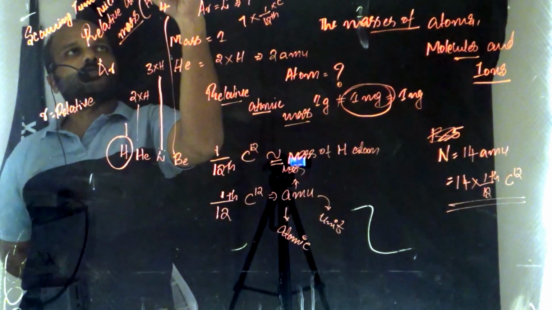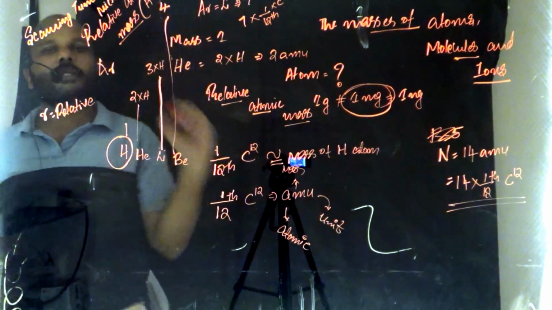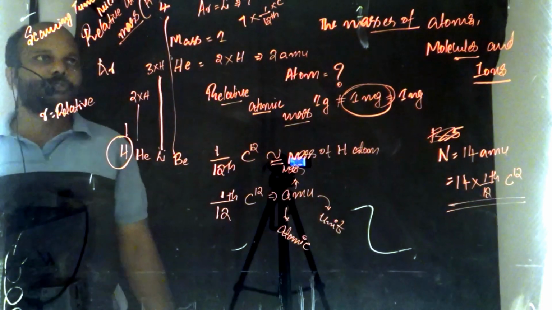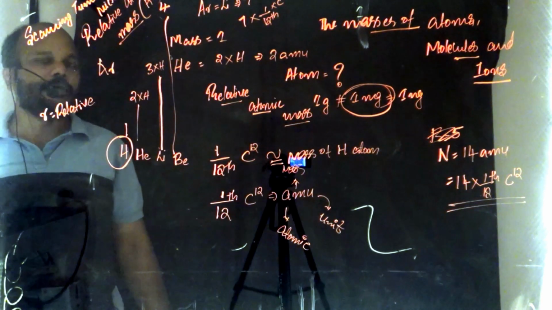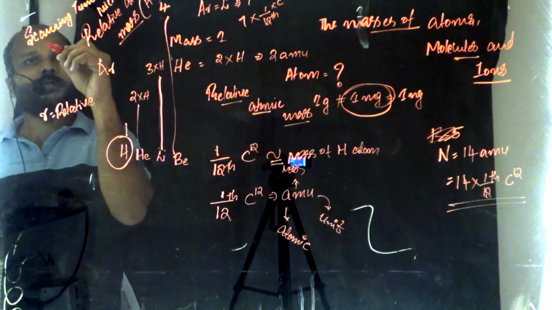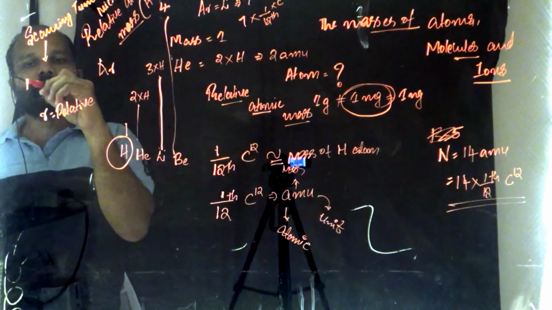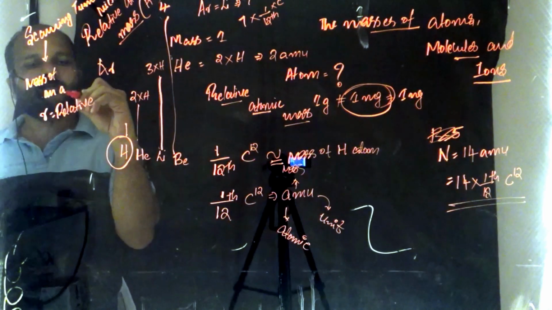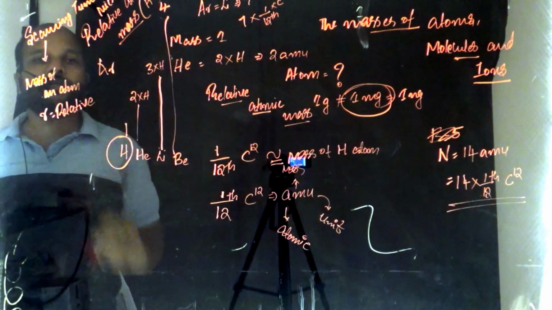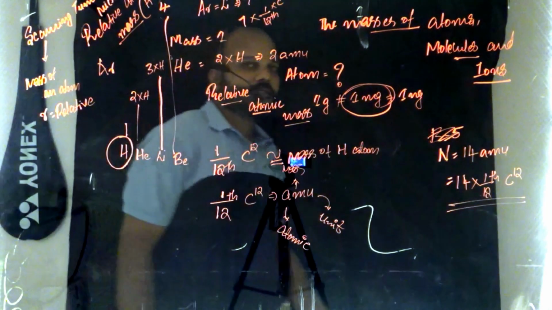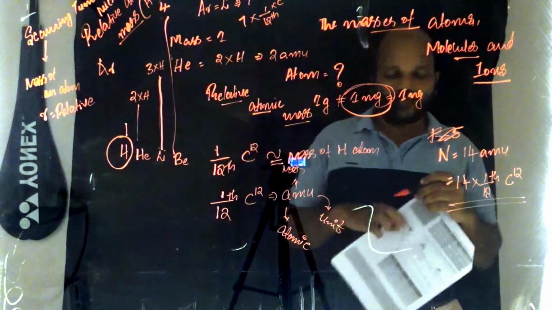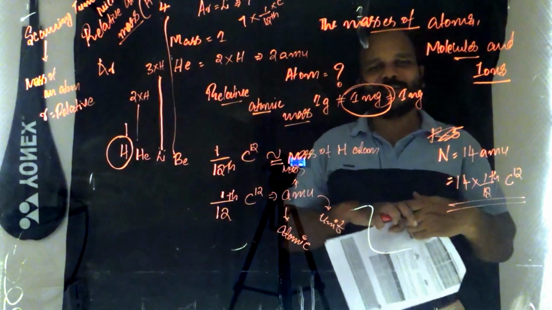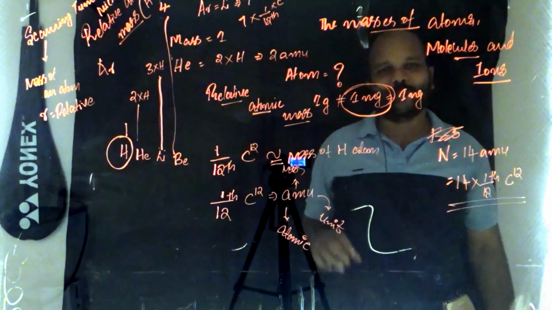Scanning tunneling microscopy, you can put an STM. Scanning tunneling microscopy is there. So using these terms, nowadays it is possible to calculate the mass of an atom. But in the old days, it was not possible. Okay, so that is it about relative atomic mass.